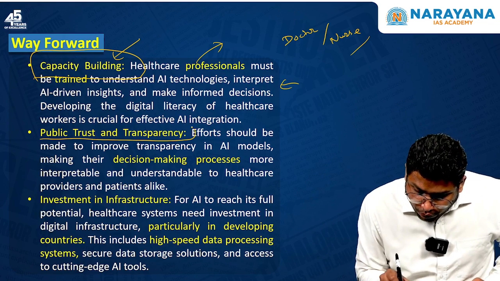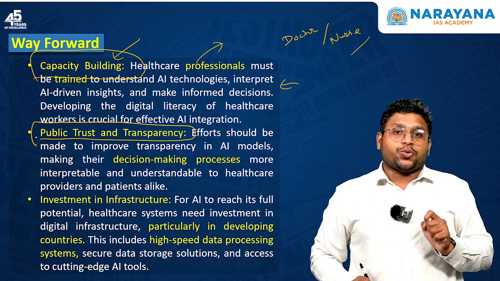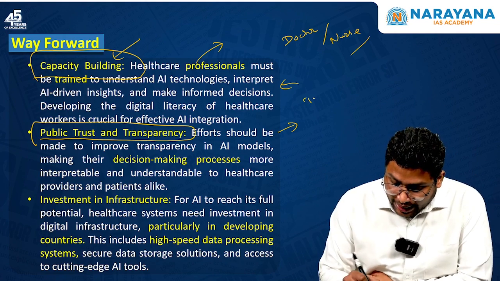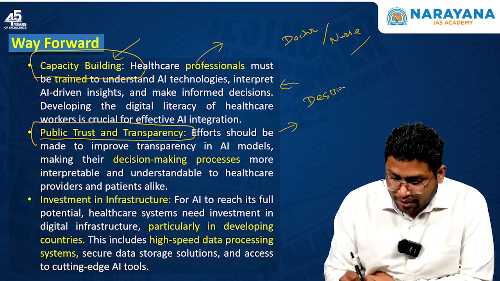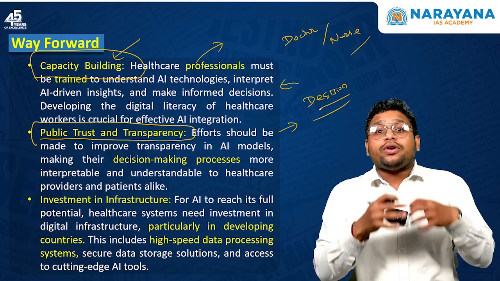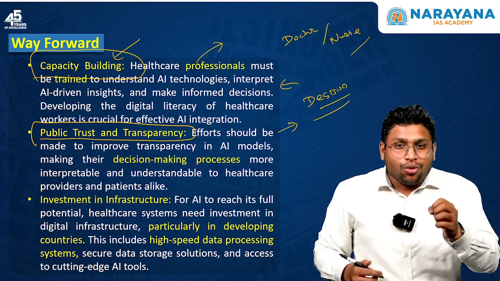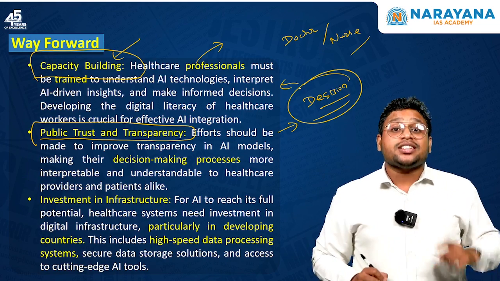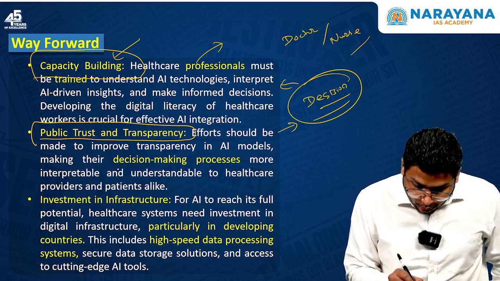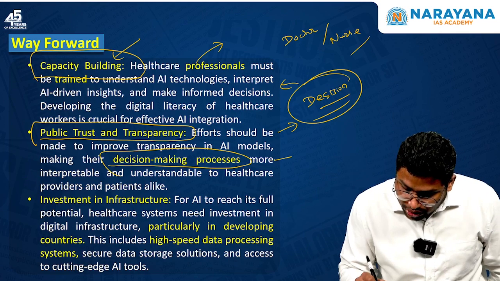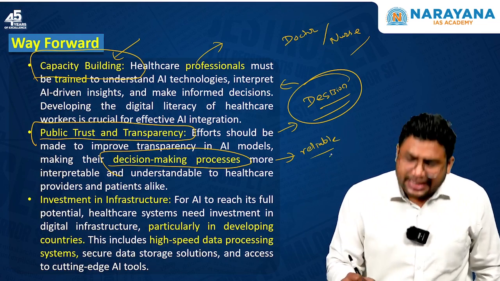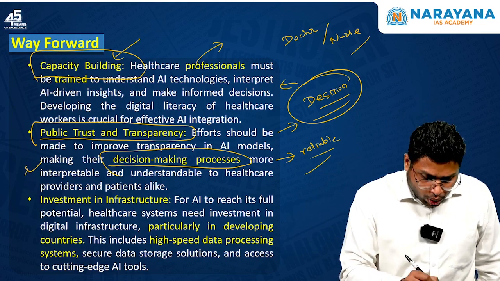Then we need to focus on public trust also. Now, where does this trust angle come into the picture? We said that for the decision-making process of AI, we do not know how it makes its decisions. So how will people actually trust AI if they do not know its decision-making process? So we need to ensure that this decision-making process becomes very much reliable. So the scientists or the engineers need to work on this part.